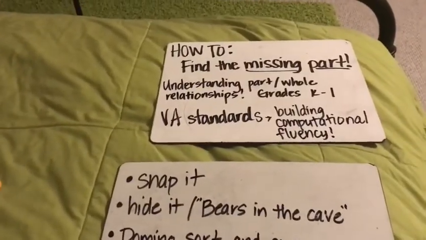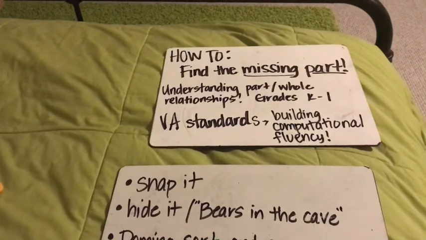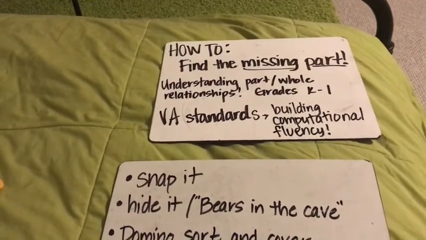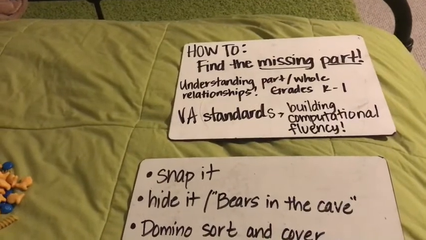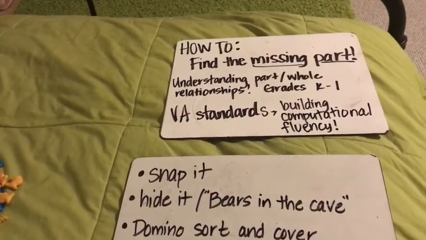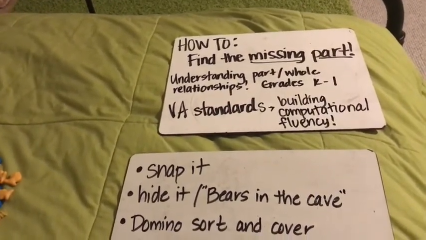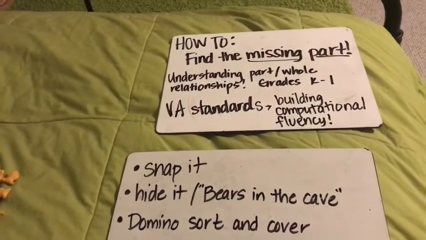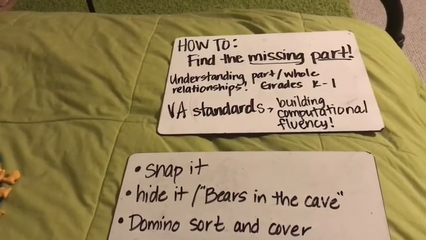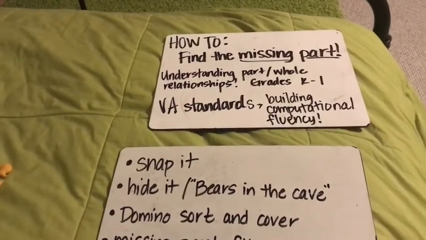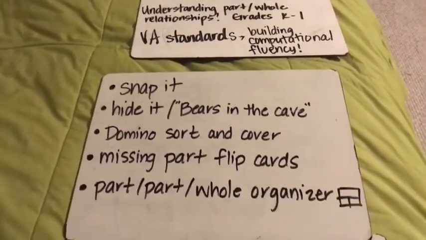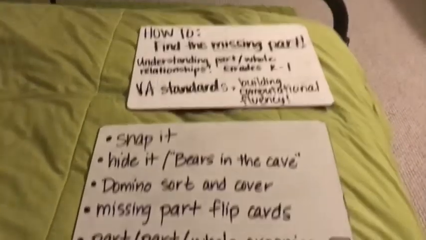This finding the missing part thinking is huge because this helps them connect addition to subtraction. Subtraction is very hard for students in the beginning, and it's not just take away, it's also comparison, it's also adding up. So we really want them to be able to understand the relationship between addition and subtraction, and doing all of these types of activities are the things that are going to help them build that understanding.